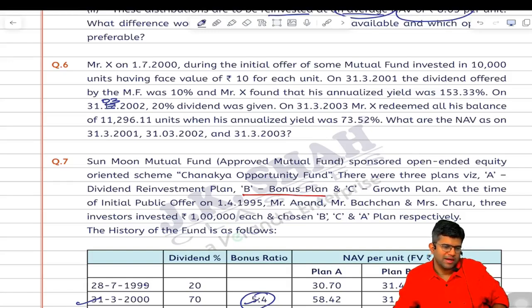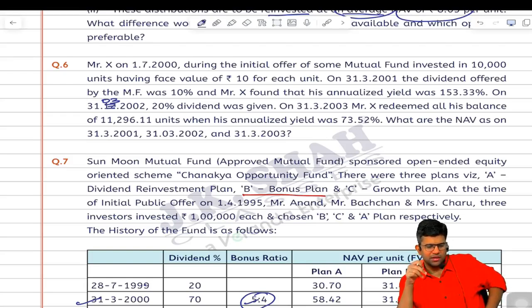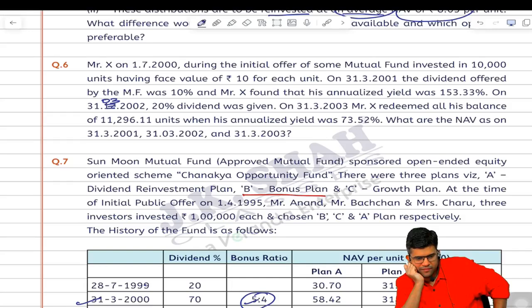Okay, I'm giving you a task now. Read the question. Do you realize there is a dividend that the mutual fund is giving to the investor? Students, you are this Mr. X. You tell me, is this a dividend plan or is it a dividend reinvestment plan? Figure out. There is a hint given. Either type D on the chat box or type DR on the chat box. What do you think? D or DR?